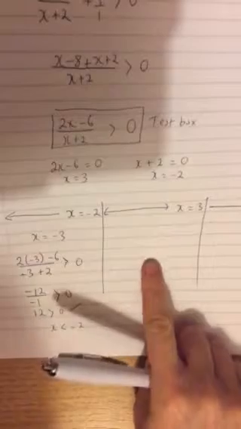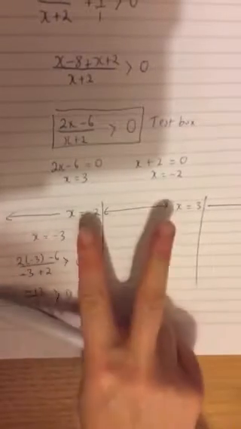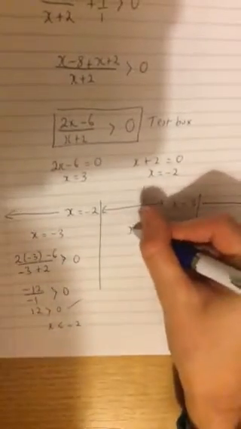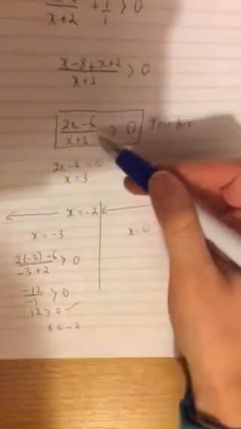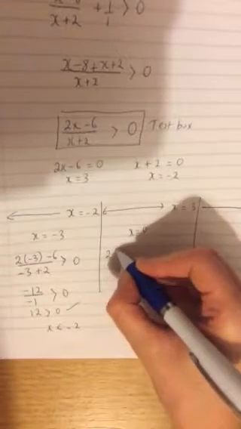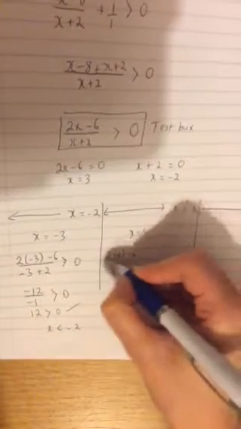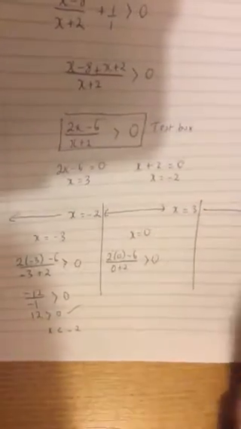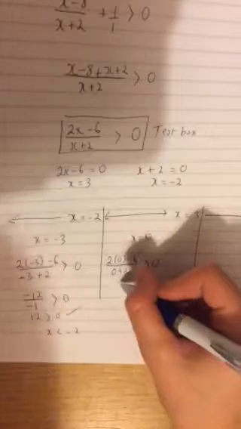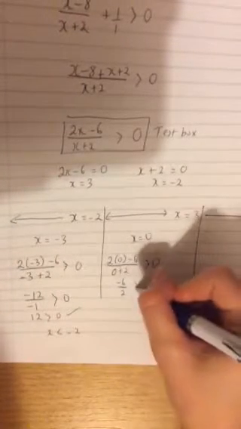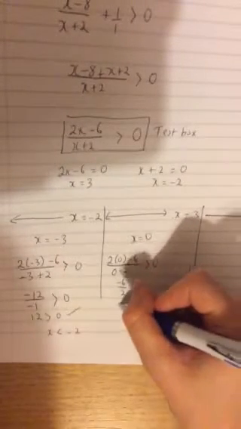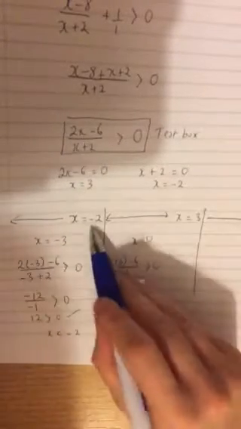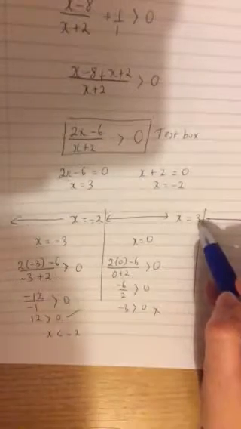Then we test the middle region, so we pick any value between -2 and 3. The easiest one to pick is x = 0. Again, we sub it into our test box: (2 times 0 - 6)/(0 + 2). Is this greater than 0? Well, 2 times 0 is 0, so that's -6 over 2, which is -3. -3 is not greater than 0. So our solution set will not lie between -2 and 3.